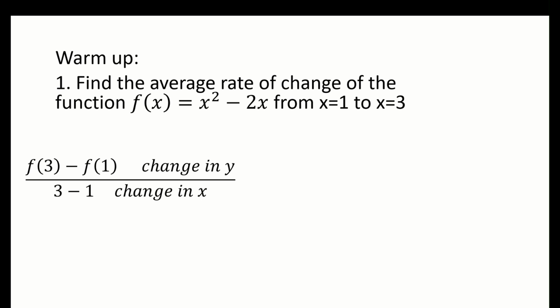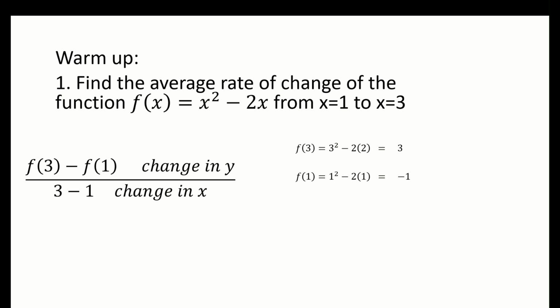So we have to figure out what our y values are by plugging into our function. f of 3 is equal to 3. If you need to pause the video to write this down and double check the math, go ahead and do that. We're plugging in 3 for the x values. We're plugging in 1 for the x values. So we have our y values as being 3 and negative 1.